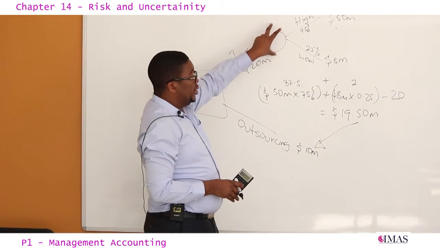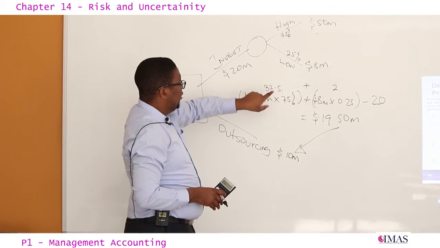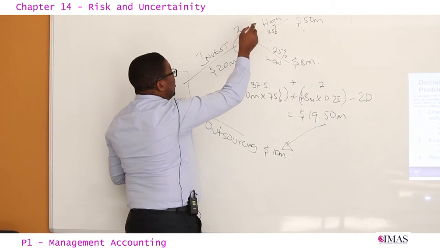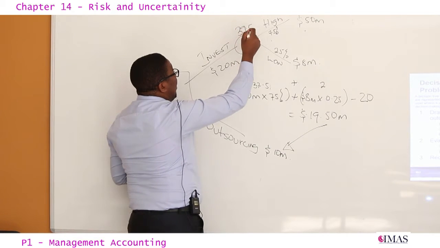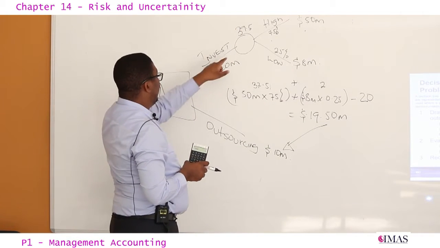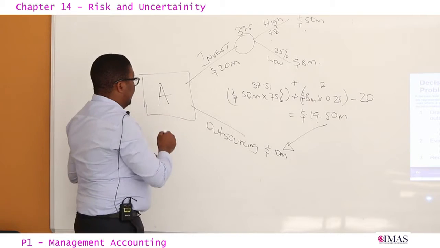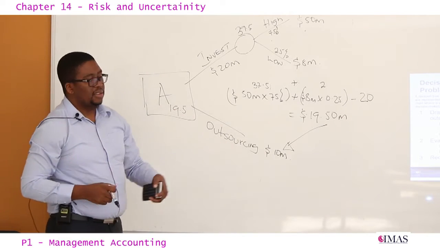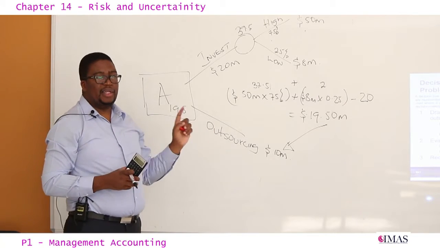Therefore, here, we've calculated what? The 37.5 plus 2. That's what we have here, 39.5. Okay, then minus what we've invested, therefore we've made the maximum of 19.5. It's better than the 10 million. That's how we normally interpret.